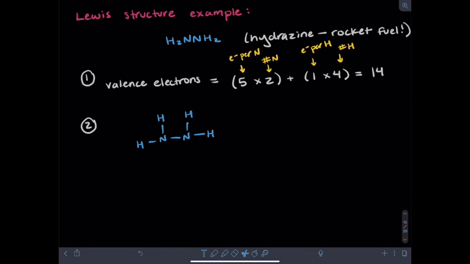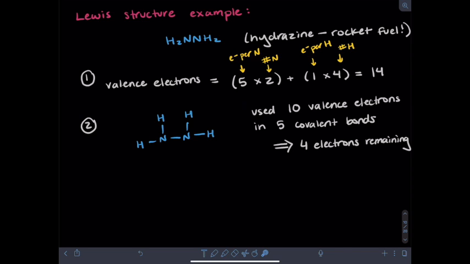Next, I'm going to connect my atoms together with bonds. Because nitrogen tends to form 3 bonds, I put them in the middle of the molecule, and then hydrogens, which tend to form only 1 bond, I put on the outside of the molecule. Now I want to check how many valence electrons I've used so far. Notice I have 5 covalent bonds, and each of those contains 2 electrons, so I've used 10 valence electrons so far. Because I started out with 14, I have 4 valence electrons remaining.